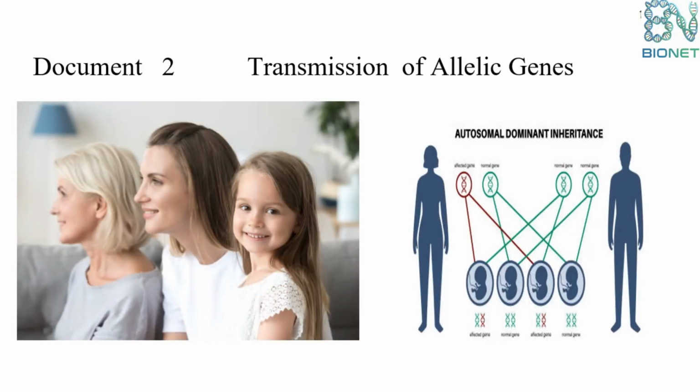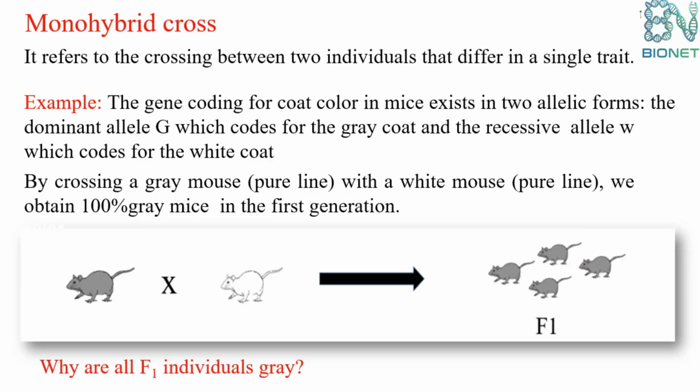Transmission of allelic genes. In the previous document, we have seen that a gene has more than one type of alleles. In this document, we are going to study the transmission of alleles from parents to their descendants. We are going to start with the case of monohybrid cross.